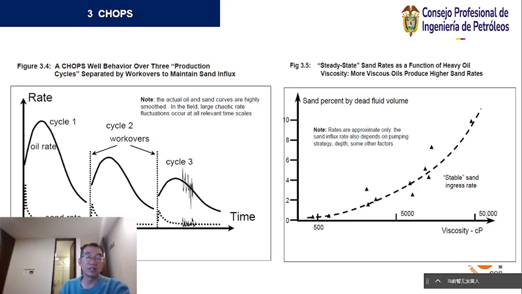The figure on the left shows the CHOPS well behavior over 3 production cycles, separated by the workover to maintain sand influx. And the right one shows the steady state sand rates as a function of heavy oil viscosity. More viscous oils produce higher sand rates.